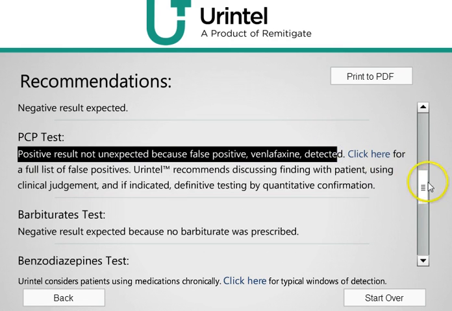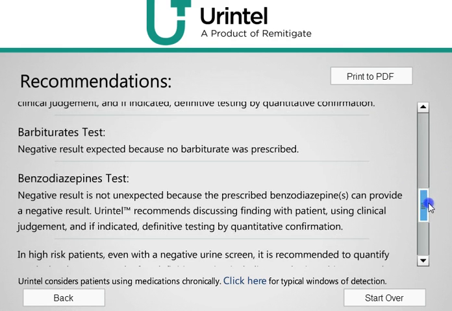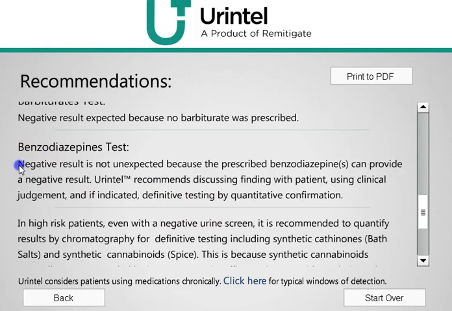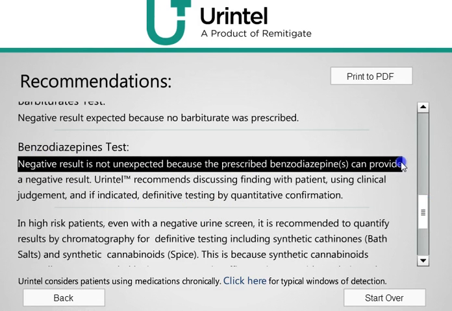All right, and then you can click here and it will tell you that the barbiturate test was negative. The benzodiazepine test. Negative result is not unexpected because the prescribed benzodiazepine, which in this case was alprazolam, can provide a negative result. Had this come back positive, it would have warned you that it is very possible that something other than alprazolam was actually taken by the patient.